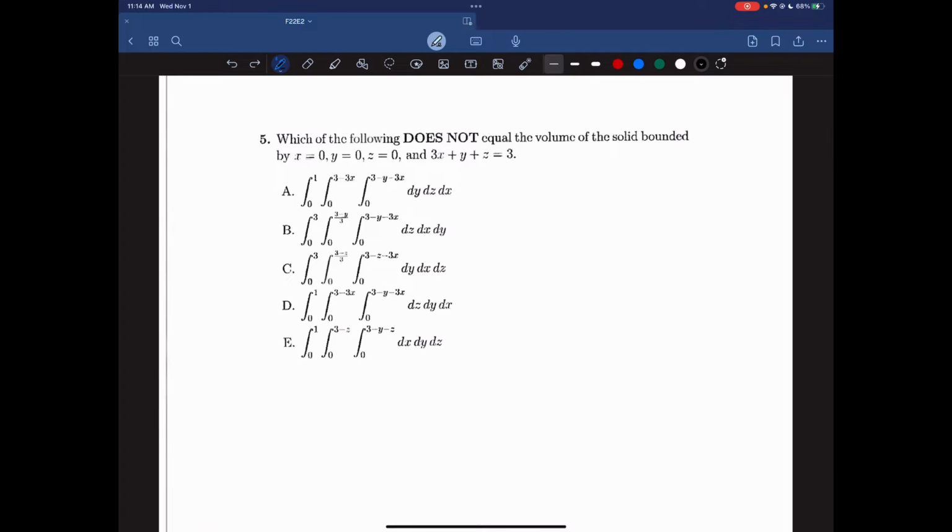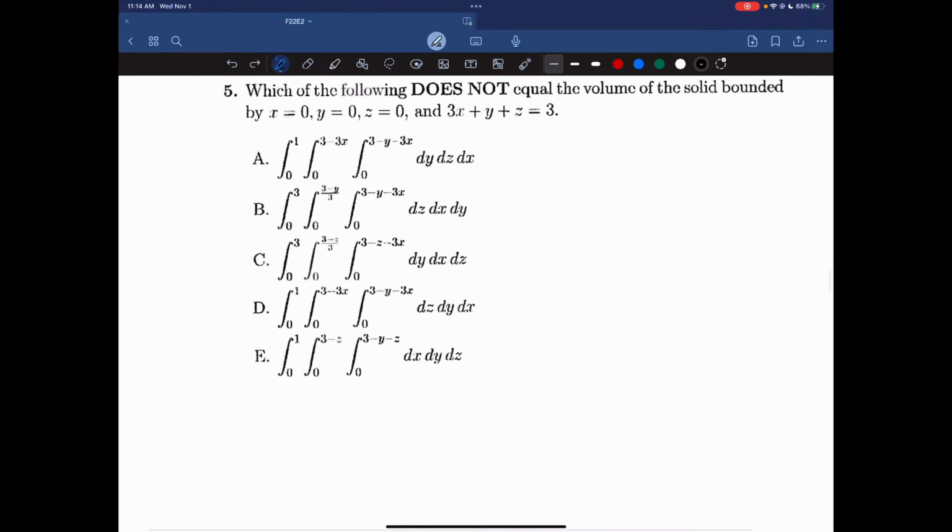So A looks right. And what we're pretty much doing here is, if we have the first variable, we're just going to solve for that variable. So in this case, I would do dz first personally. So I literally just solve z equals 3 minus 3x minus y, and that's what's right here. And then to get the next bound, all we're going to do is set the top bound equal to the bottom bound and solve for the respective variables next.